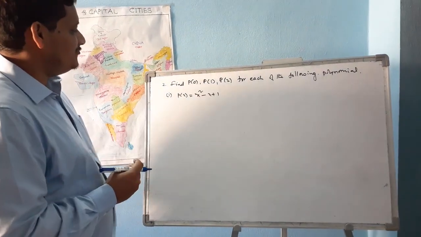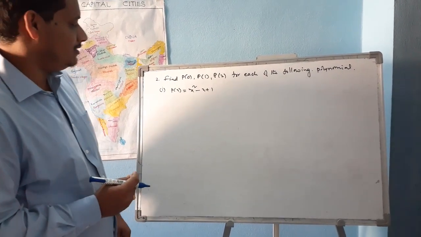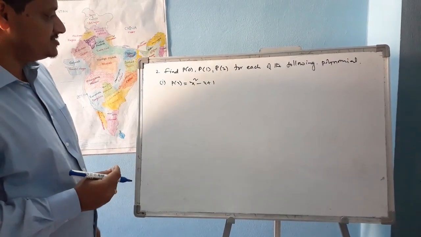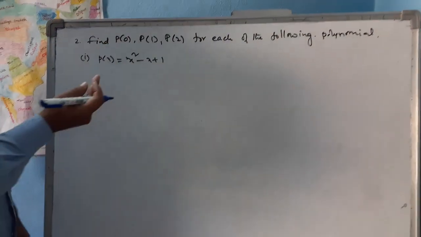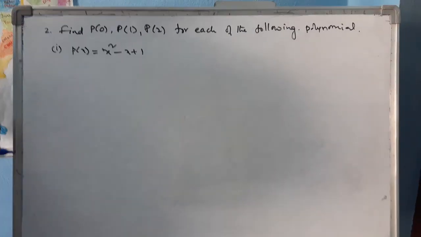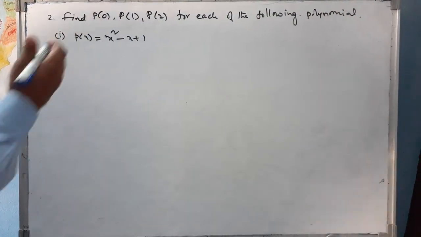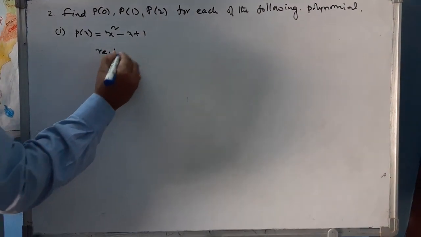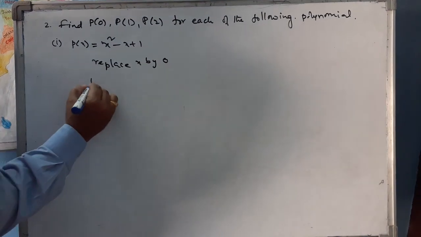Now second problem, find the p of 0, p of 1, p of 2 for each of the following polynomials. The first one is p of x equal to x square minus x plus 1. Now we have to find the p of 0. P of 0 means we have to replace x by 0, and we will get the p of 0. So now replace x by 0. So that is the p of 0.